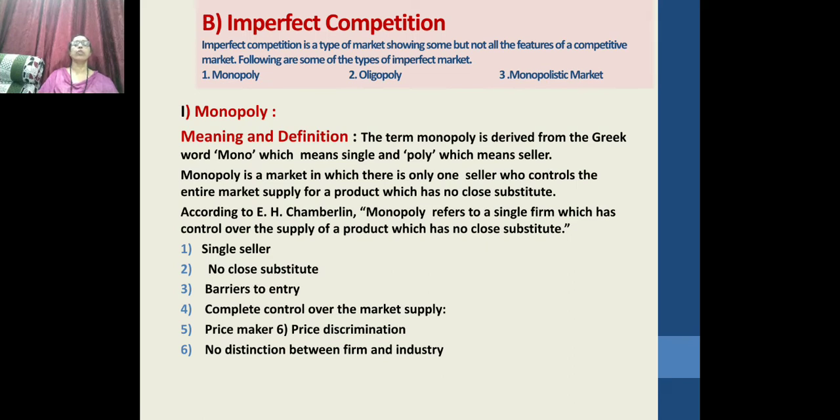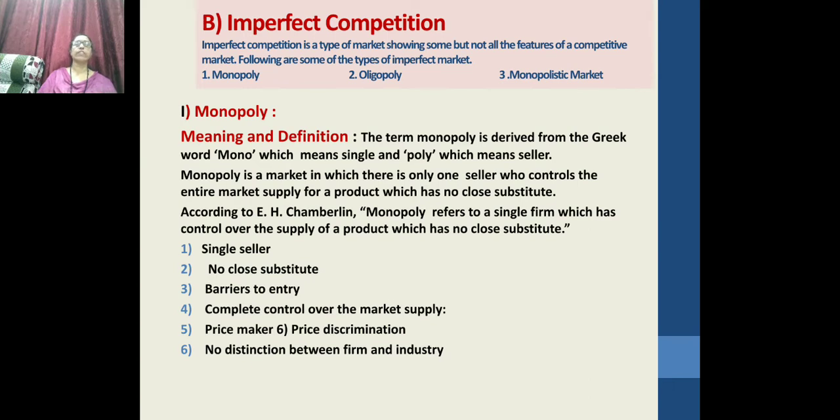So, what does monopoly mean? It is a market condition in which there is only a single seller and he controls the entire market supply, and the product doesn't have any close substitute. According to Chamberlain, monopoly refers to the single firm which has control over the supply of the product which has no close substitute. So the seller in the monopoly market has total control over the market and there are no close substitutes for the product he produces.